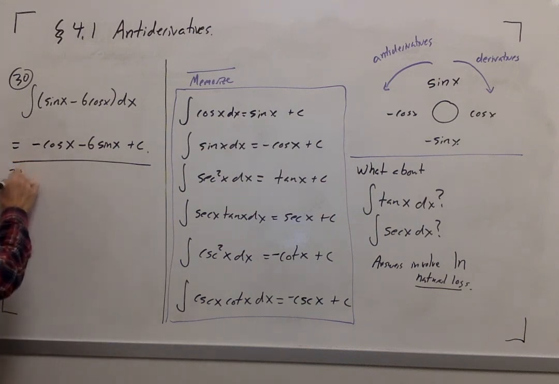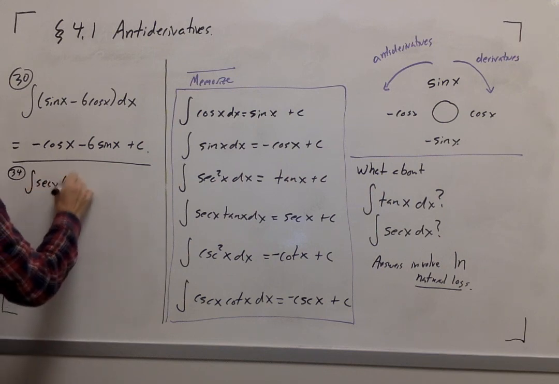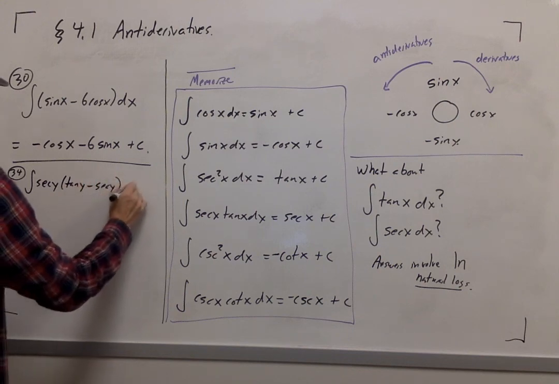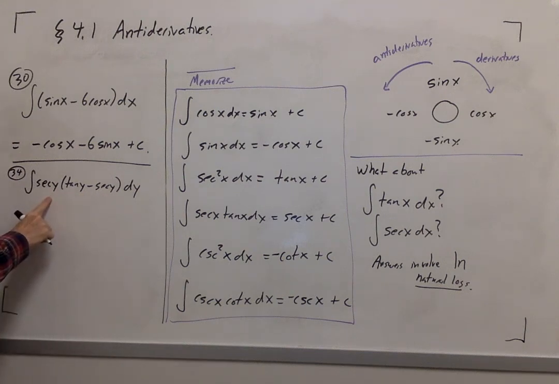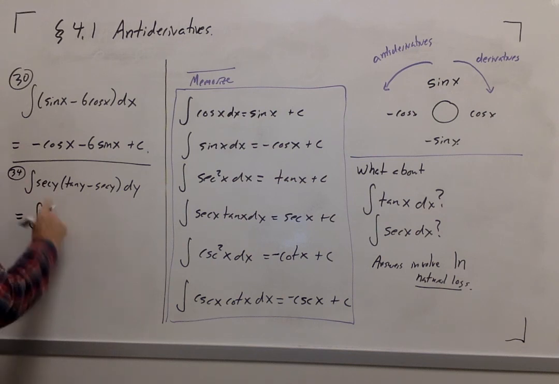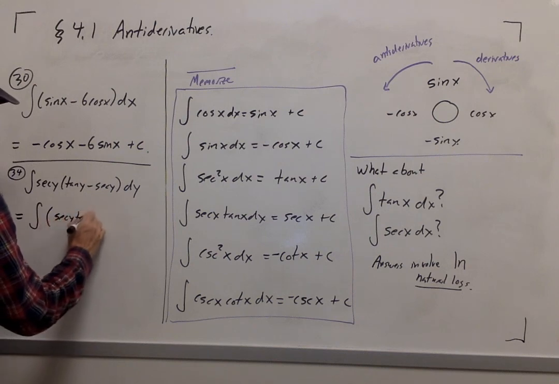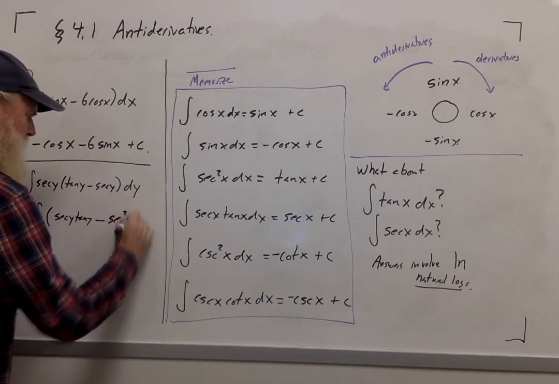For something only slightly more complicated, let's look at problem number 34. To use a different variable here, they're looking for the antiderivative of secant y times tangent y minus secant y. Here I see a product, and we note that there's not a product rule for antiderivatives, so I'm going to distribute just like I did with polynomials. I have secant y times tangent y minus secant y times secant y is secant squared y.